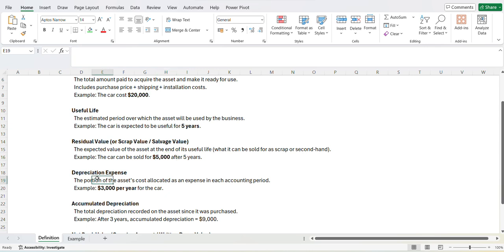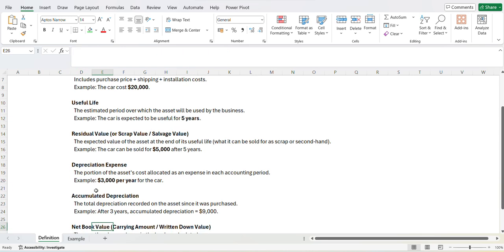And then you have the depreciation expense. How much of your asset are you depreciating, or how much value is the asset losing every year? This is the portion which goes to the income statement, or the statement of profit and loss. It is the portion of the asset's cost allocated as an expense in each accounting period. We'll look at that in an example.